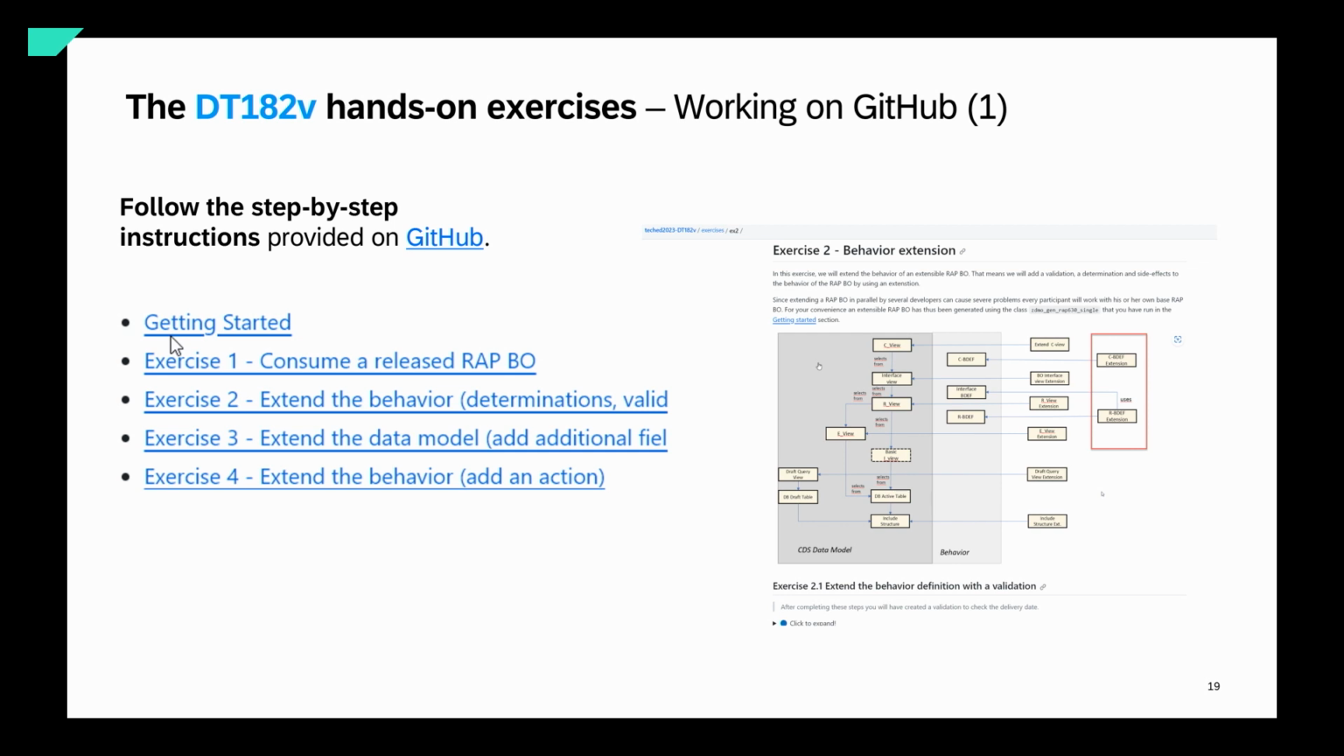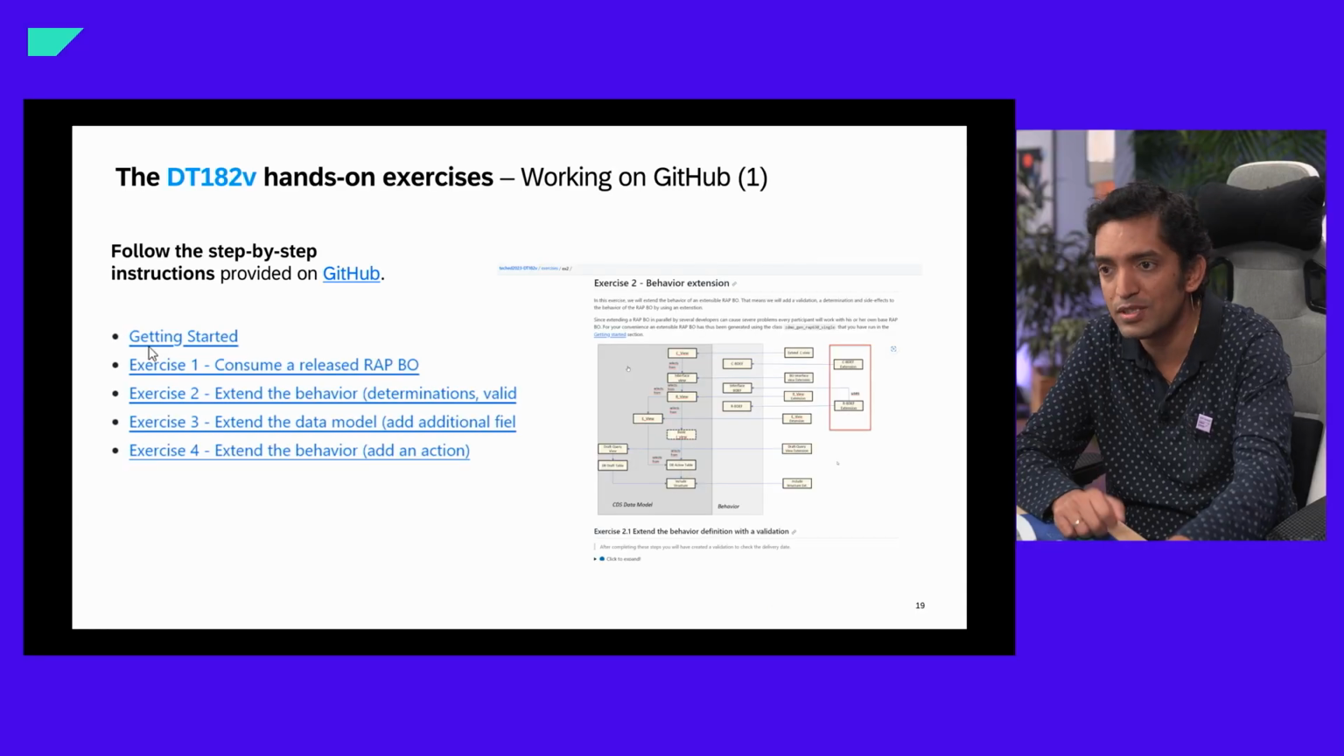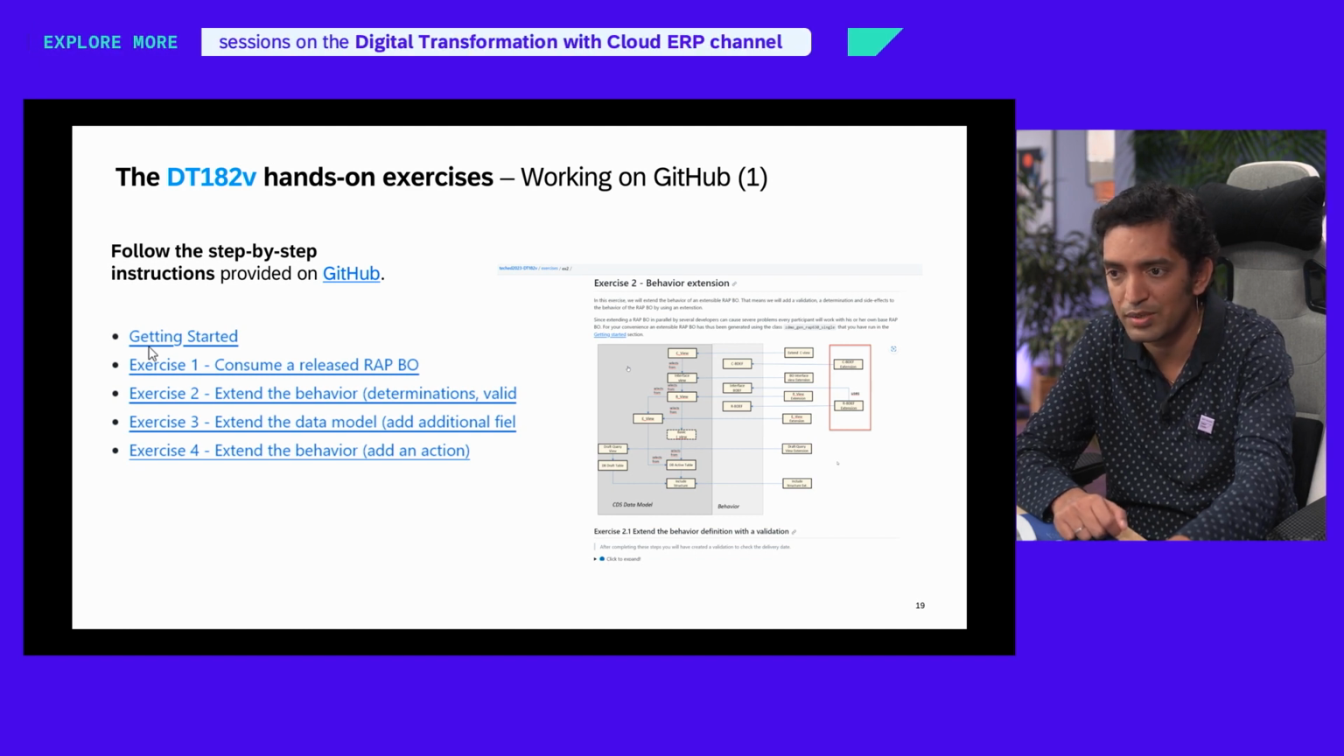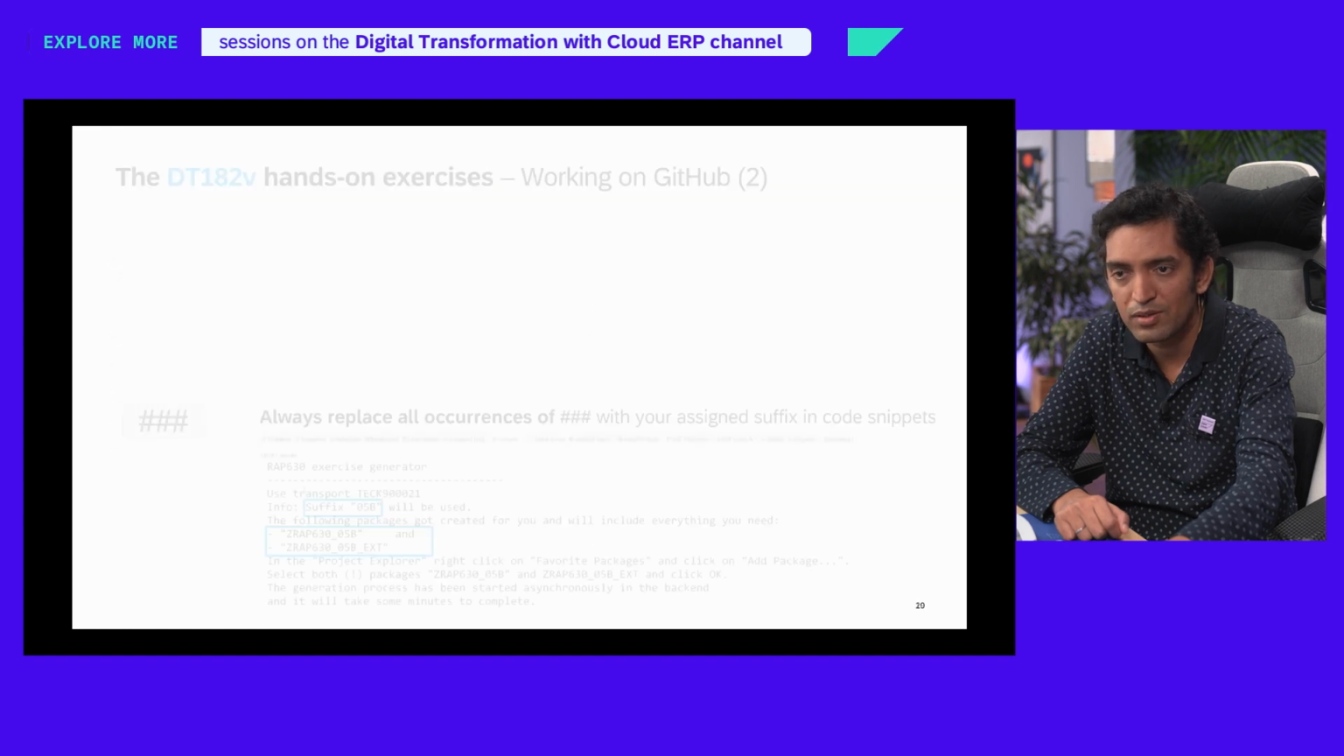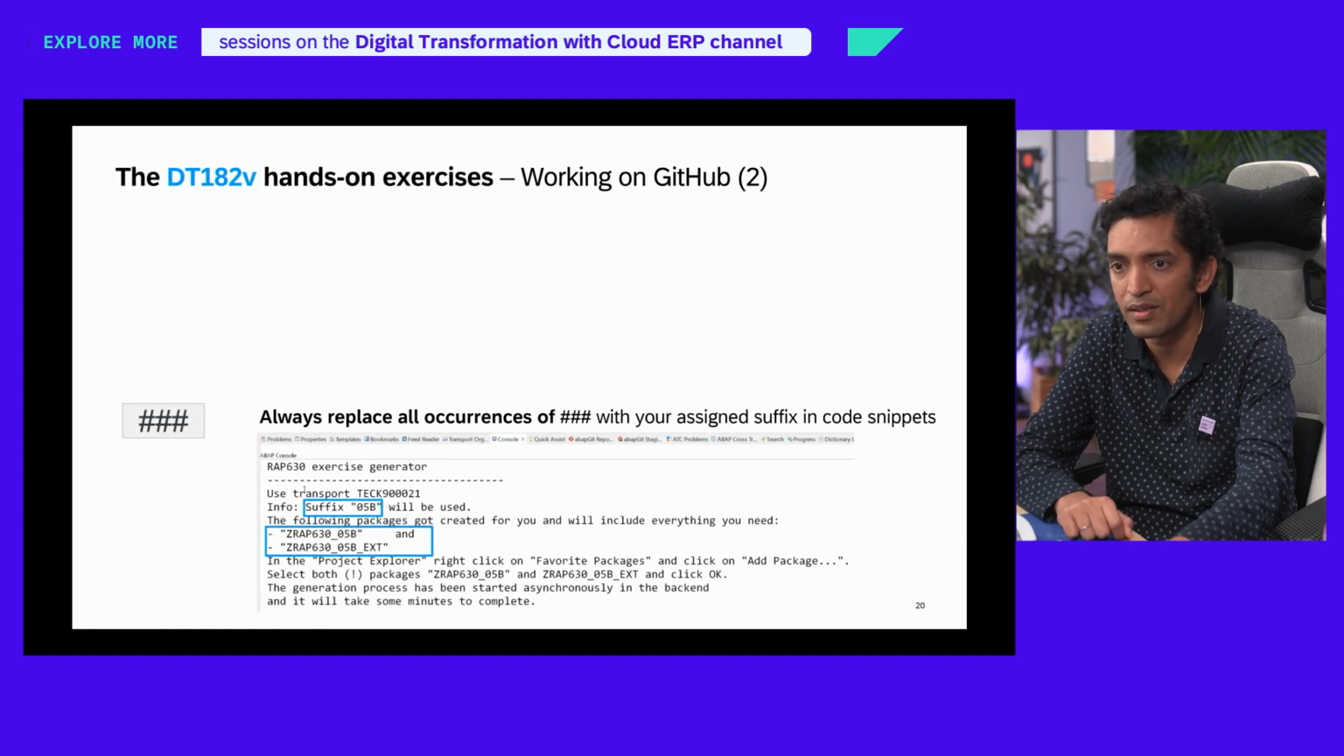In this picture, you can see exercise 2, behavior extension. These are all the views, CDS views, that are objects generated with the generator. Then we have in red what you need to add for field extensibility and behavior extensibility. Okay. So yeah, that's important.